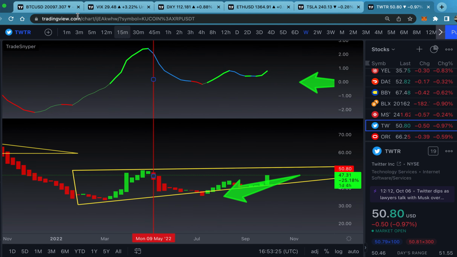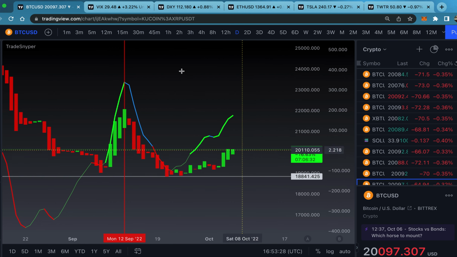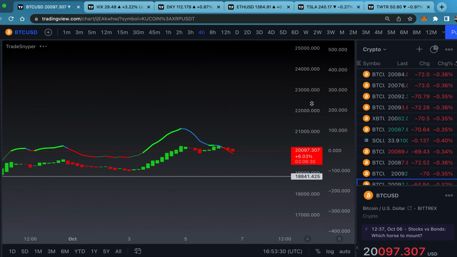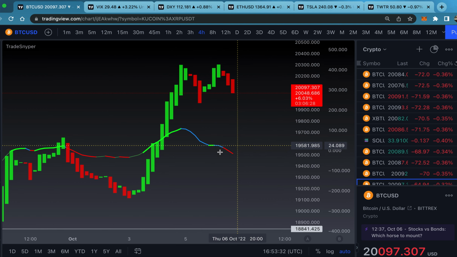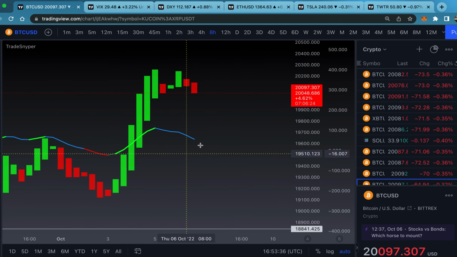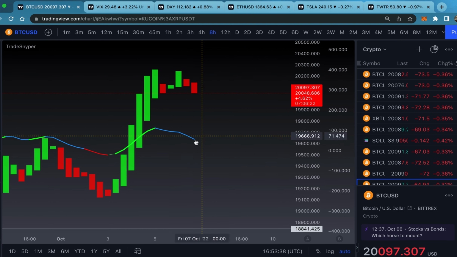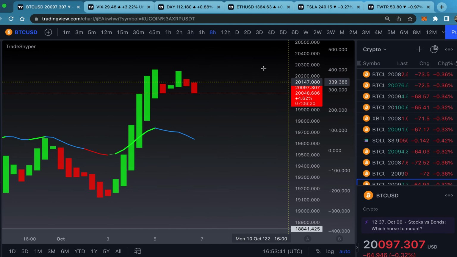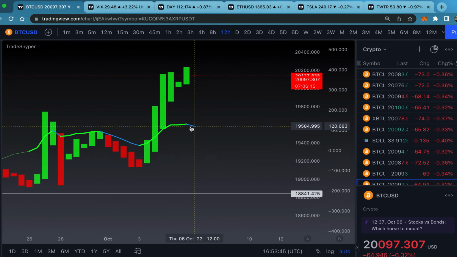So again, we're going to take one last close look at Bitcoin. As you can see here, it's just kind of selling off. The indicator's red on the 4-hour. If we check all the different time frames, it has not flipped red on the 8-hour yet. So we're still holding on to the 20K level. But I'll be monitoring this closely. Let's check the 12-hour. Yeah, the 12-hour's blue.